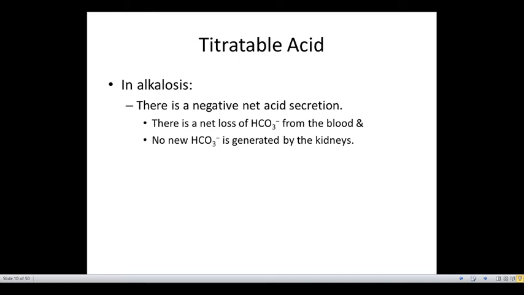In alkalosis, there is a negative net acid secretion. There is a net loss of bicarbonate ions from the blood, and no new bicarbonate ion is generated by the kidneys, because in alkalosis, titratable acid and ammonium ion excretion drop to 0, whereas bicarbonate ion excretion increases.